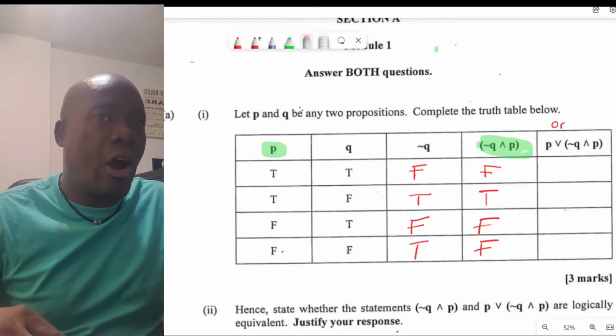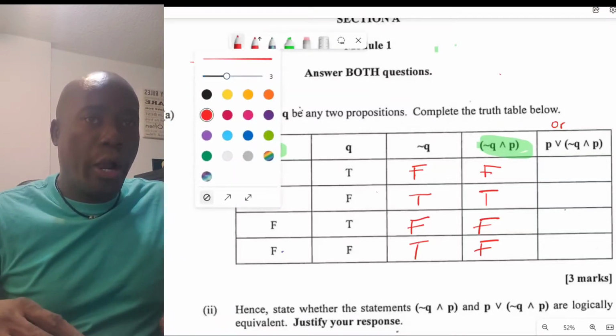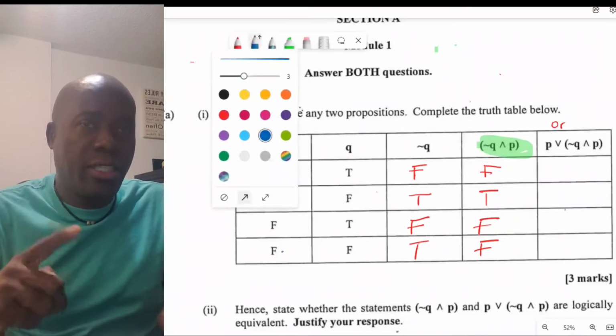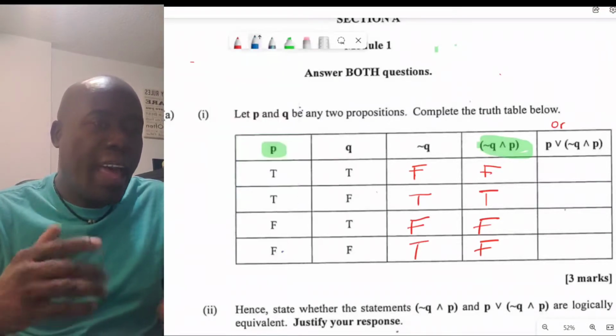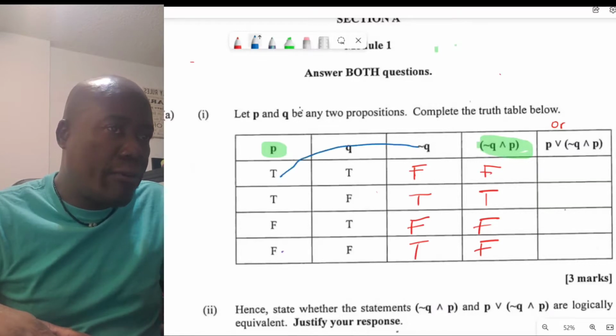Remember, we're dealing with or. What's the idea behind or? If you're dealing with or, then you only need one true, and then you're good to go. So let us check this out. We're talking about P or, not Q and P. So let's start: we're talking about T and a false, right there.